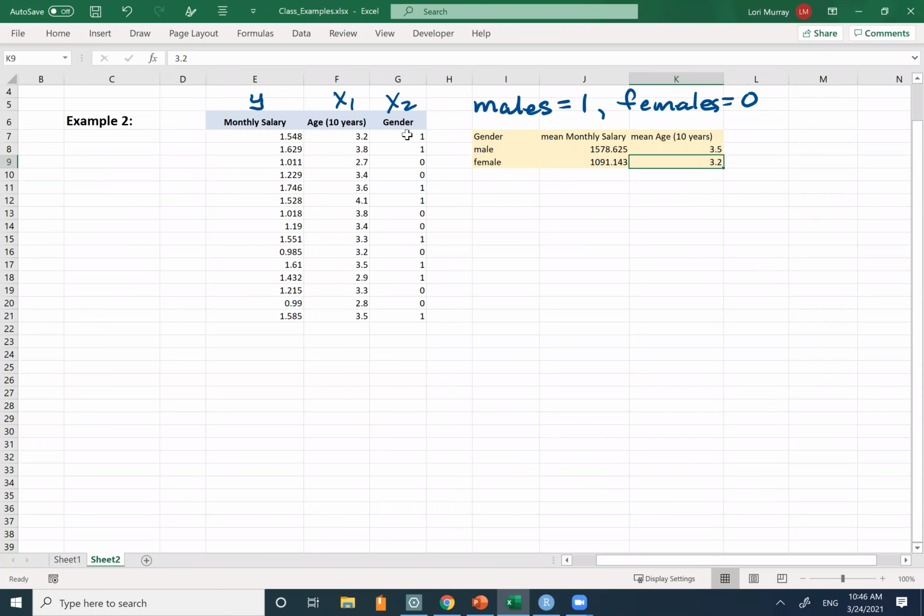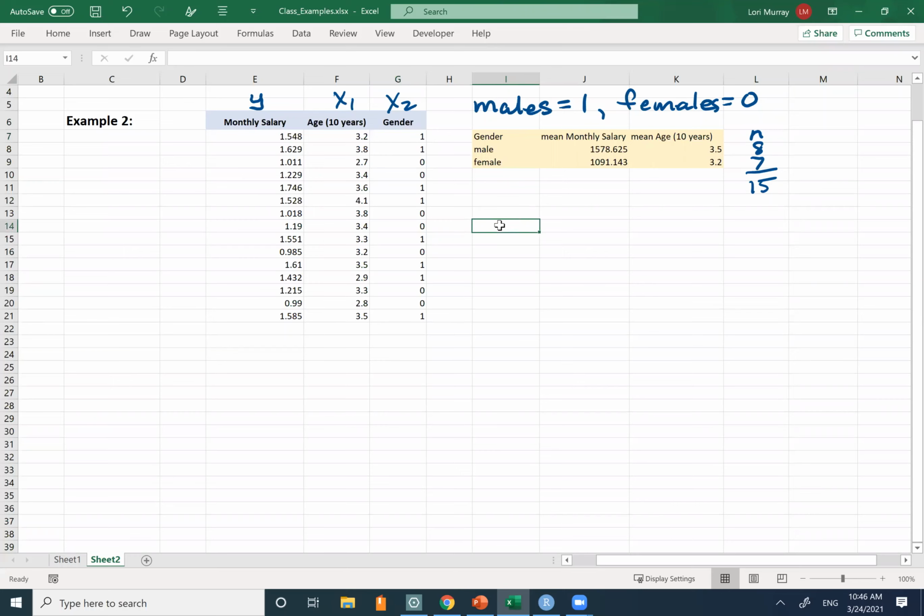We should also put how many we have of each. So how many males do we have? 1, 2, 3, 4, 5, 6, 7, 8. So 8 males, and 7 females. We have a total of 15 employees from a particular industry. This is taken right from the textbook, so if you want to review it in more detail, it comes from the textbook, but we're going to run a regression here.